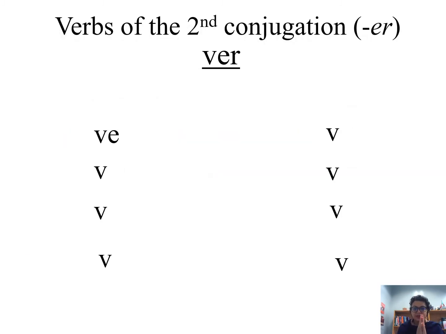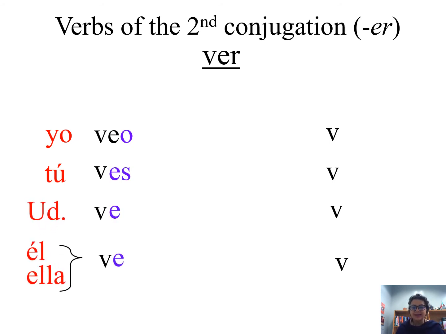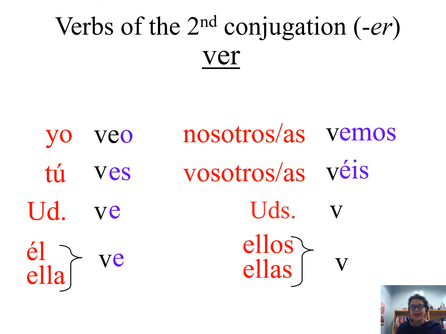Ver means to see, to watch. It's such a short verb, but it's a little bit irregular. Yes, it still follows the pattern: we are going to keep the e, and we're going to follow the same pattern. Yo, o, tú, es, emos, es, en. Veo, ves, ve, vemos, ven.